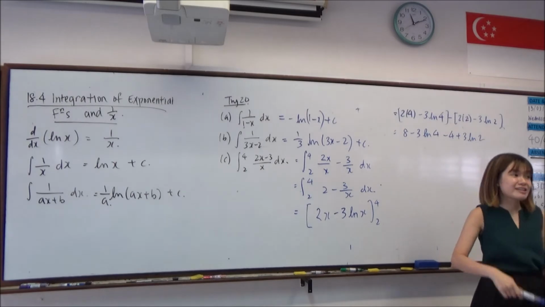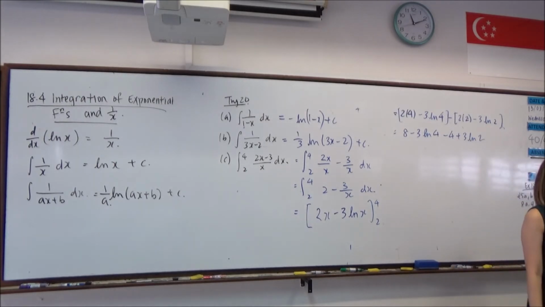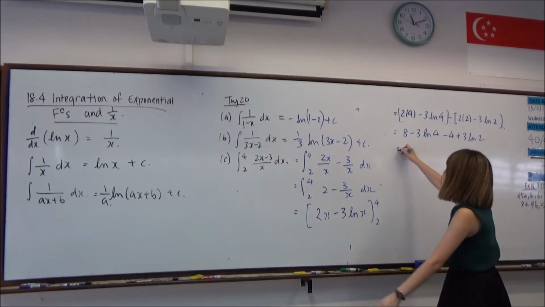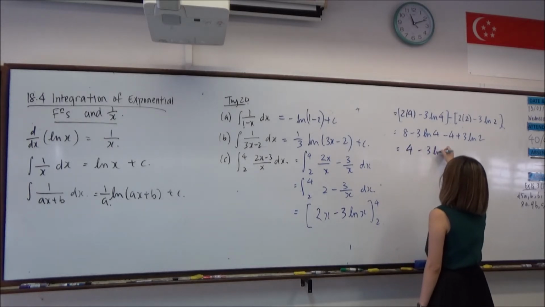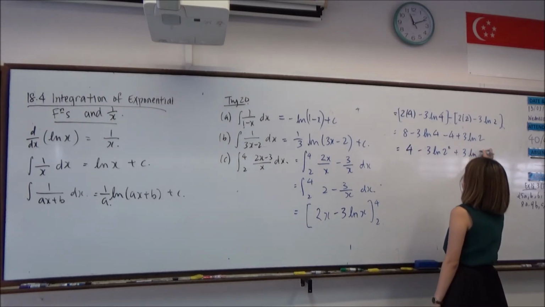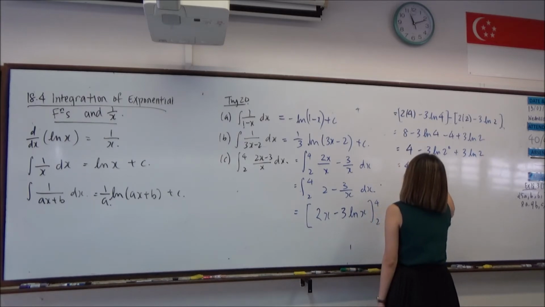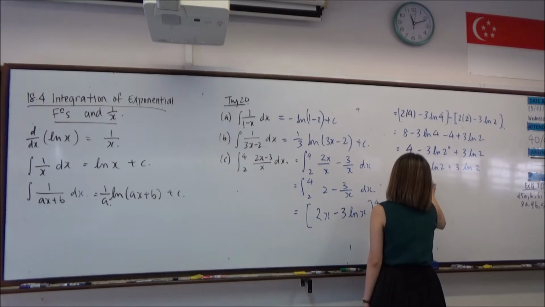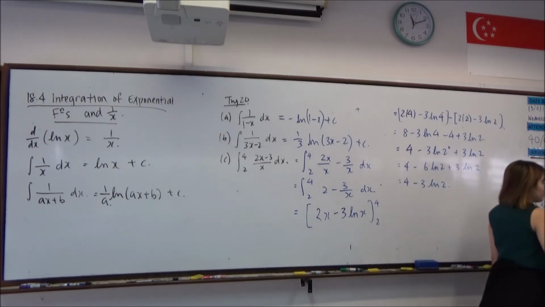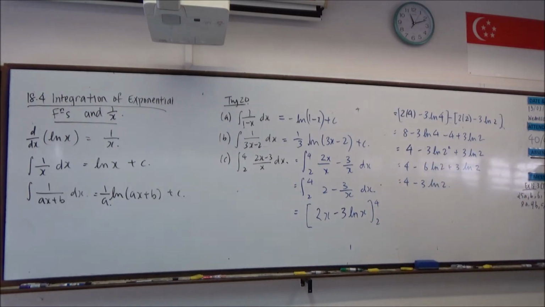Now we must simplify it. So after here we need to simplify this first. That will give us 4 minus 3 ln 2 square plus 3 ln 2. This is 6 ln 2 plus 3 ln 2. So we get 4 minus 3 ln 2 as our answer. Is it? Yes.